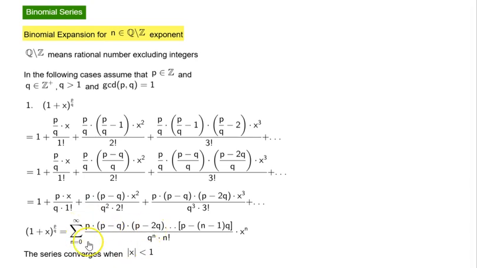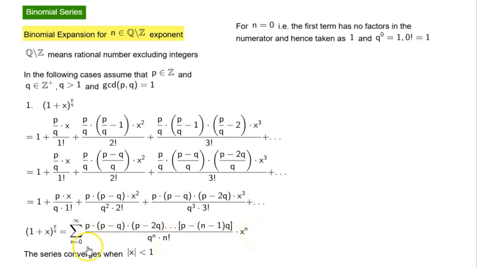So now in series notation, we will have 1 plus x to the power of p by q is equal to the summation n equal to 0 to infinity of p times p minus q times p minus 2q and so on up to p minus n minus 1 times q, by q to the power of n times n factorial, times x to the power of n. Just to confirm this, for n equal to 0, the first term has no factors in the numerator and hence is taken as 1. And we know q to the power of 0 is equal to 1, and 0 factorial is equal to 1.